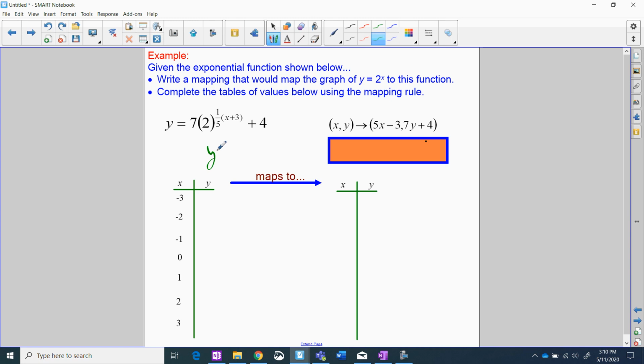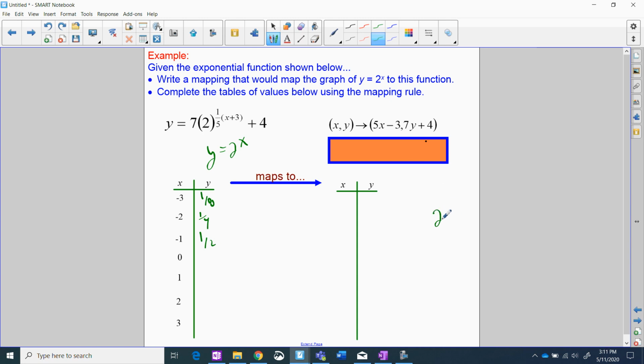So this base function would be 2 to the x. Now let x be some different numbers. You pick them, it doesn't matter. If x was -3, 2 to the negative 3 is 1 over 8. 2 to the negative 2 is 1 over 4. 2 to the negative 1 is 1 over 2.